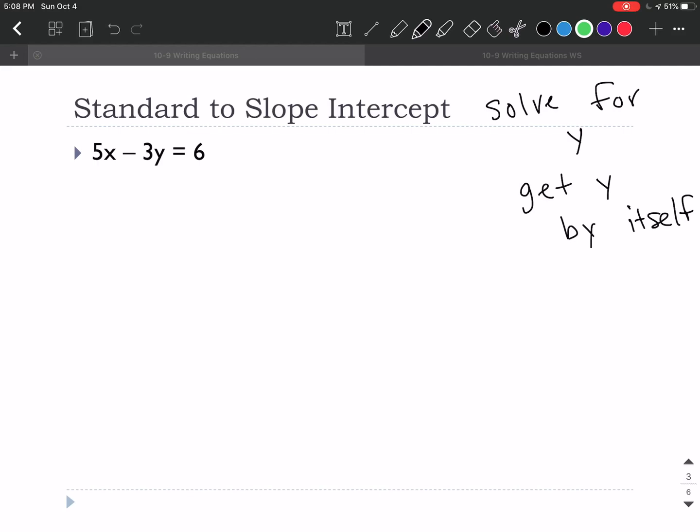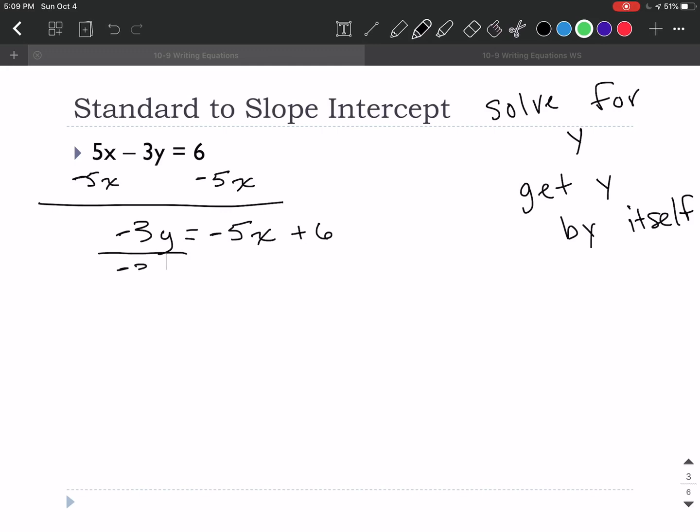So the first thing I would do here to get y by itself is I need to subtract over this 5x. So I'm going to do that on both sides. So I'm now left with negative 3y equals negative 5x plus 6. So now I don't quite have y by itself. I still have negative 3y. So lastly, what I need to do is divide everything by negative 3.